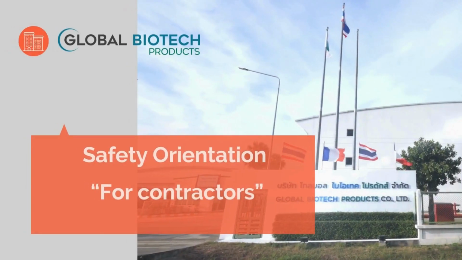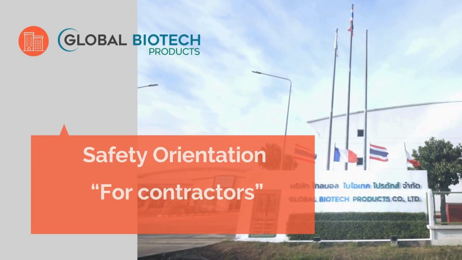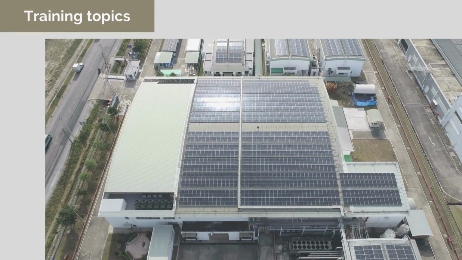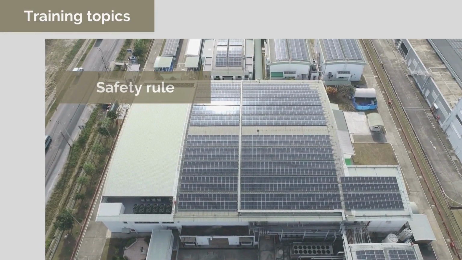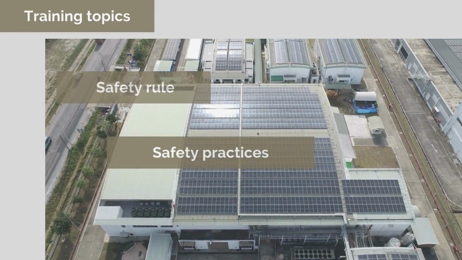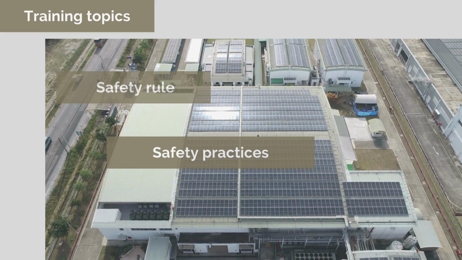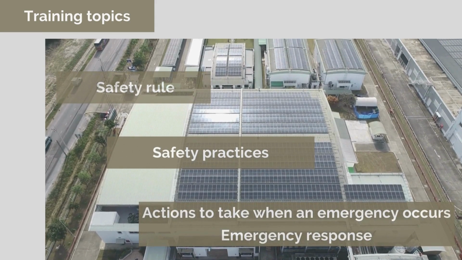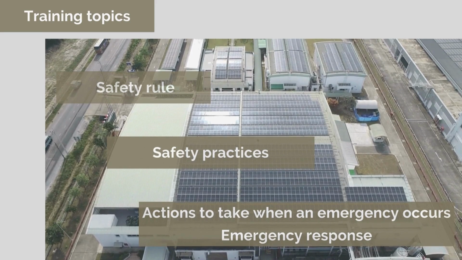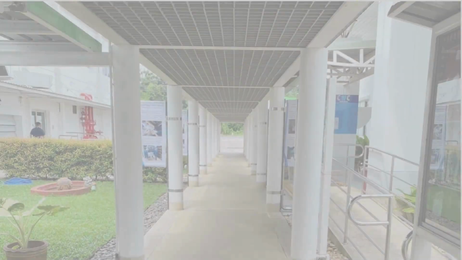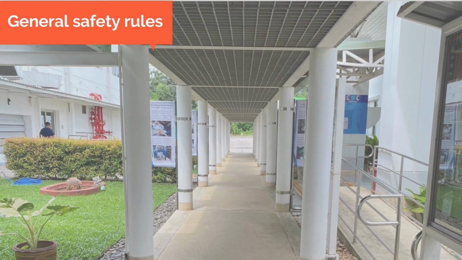Safety orientation for contractors. Training topics: safety rules, safety practices, and actions to take when an emergency occurs. Emergency response. General safety rules.